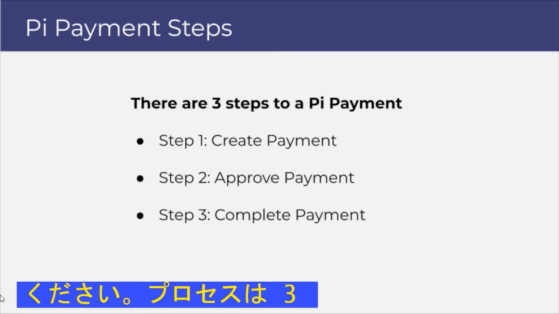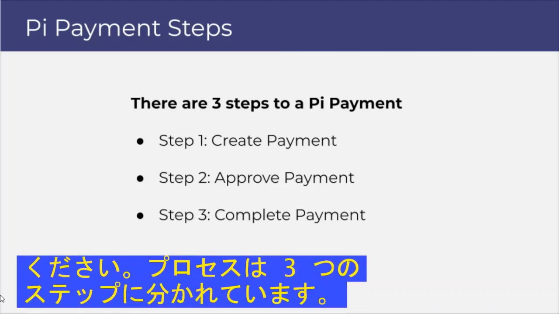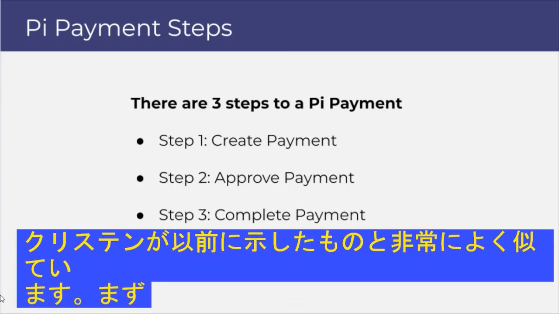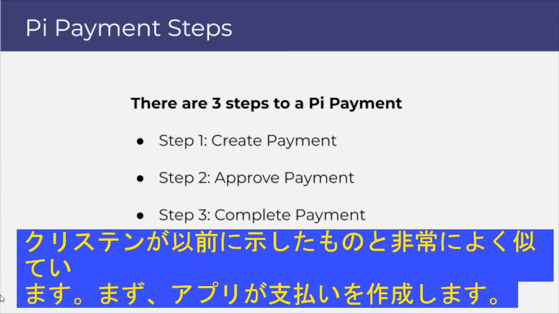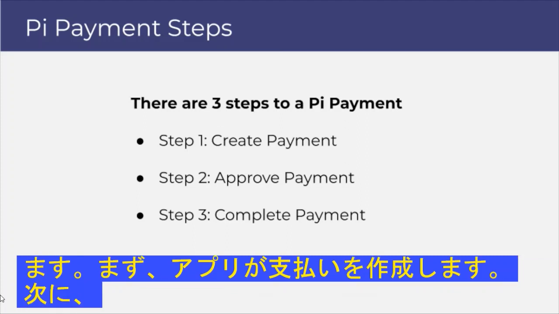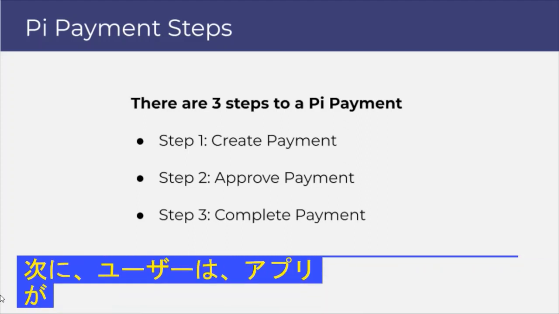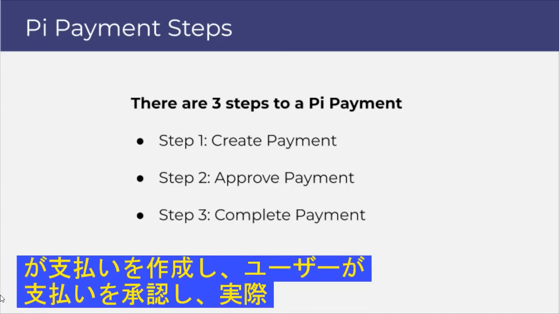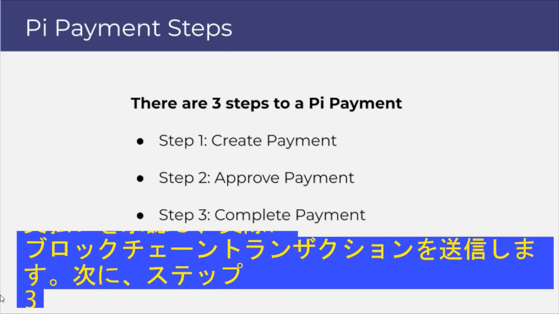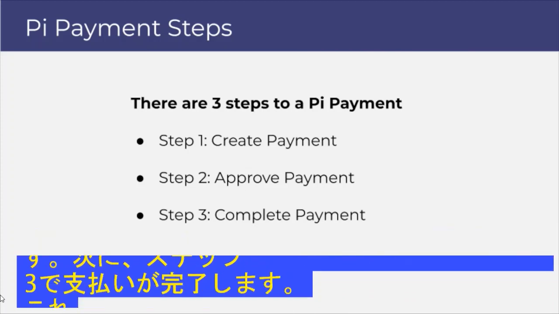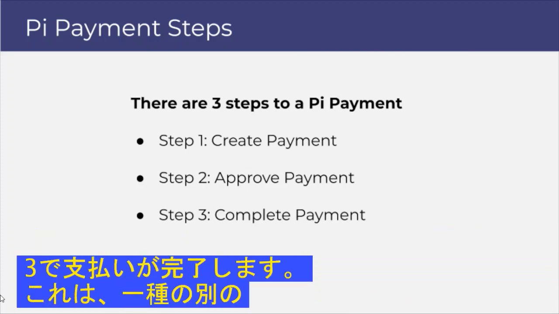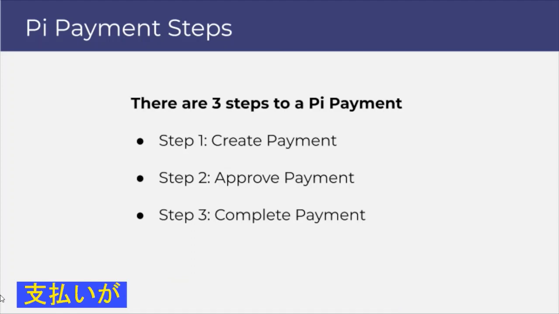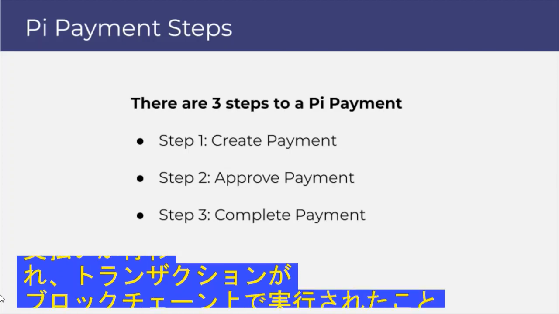So the process breaks down in 3 steps, which map pretty closely to what Christian was showing earlier. First is the app creates the payment. Then the user approves the payment and actually submits the blockchain transaction. And then step 3 is the payment gets completed, which is sort of another round of confirmation to make sure that everyone is aware that the payment has been made and that the transaction has been executed on the blockchain.